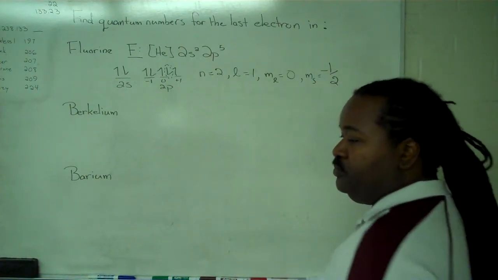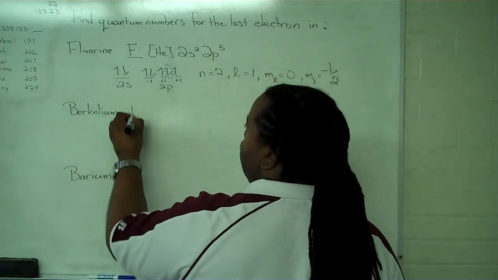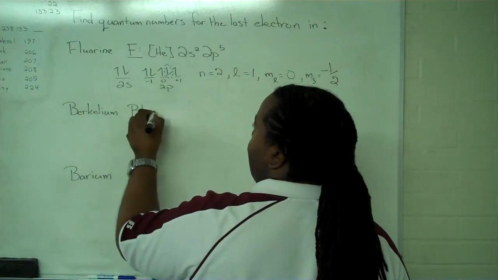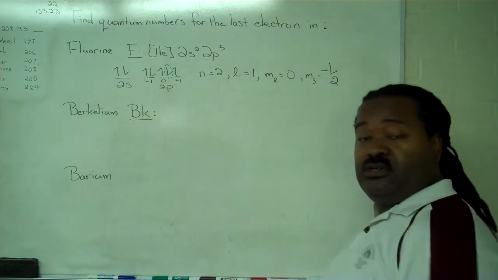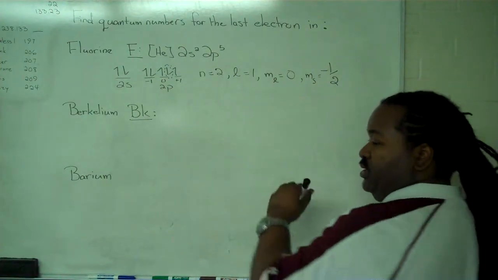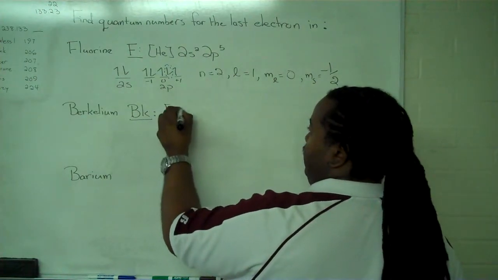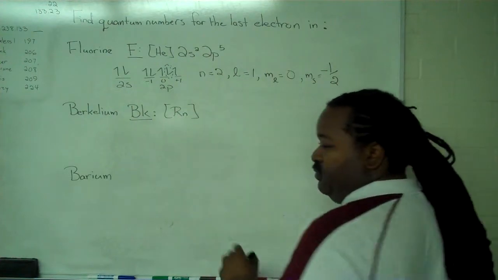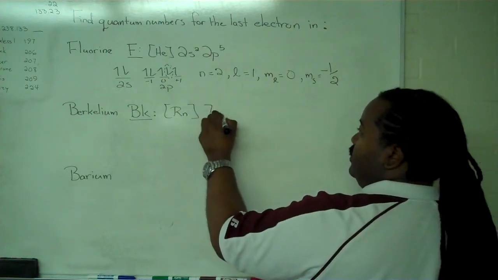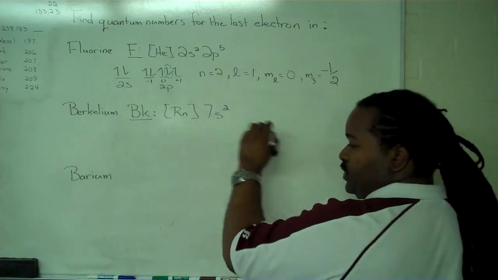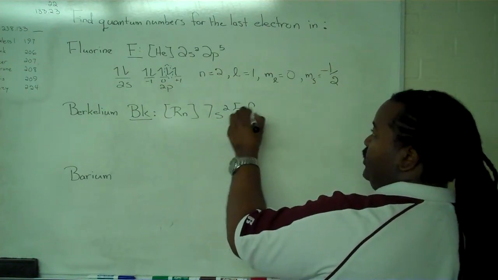For berkelium, we have to look on the periodic chart to locate it and then get the noble gas core, which is radon, and we write out the rest of the configuration: 7s2, 5f10.